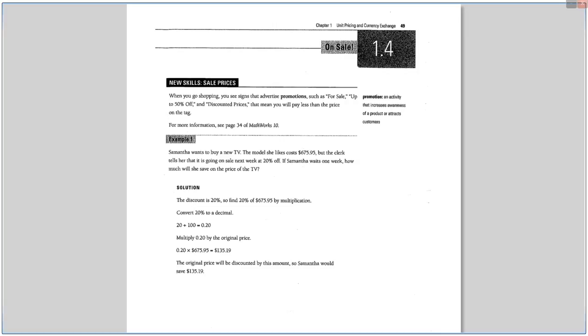Alright, 1.4 is called on sale. So this is about discounts. Discounts like when you're in a store and they say something would be 20% off. So what does it mean to be 20% off or 30% off? How do you calculate a discount? And then what would you pay for the item after the discount's been taken off?